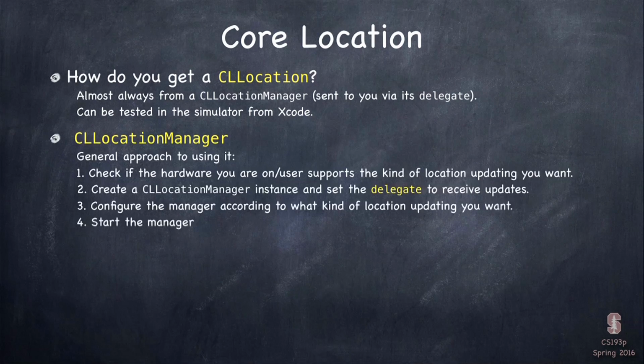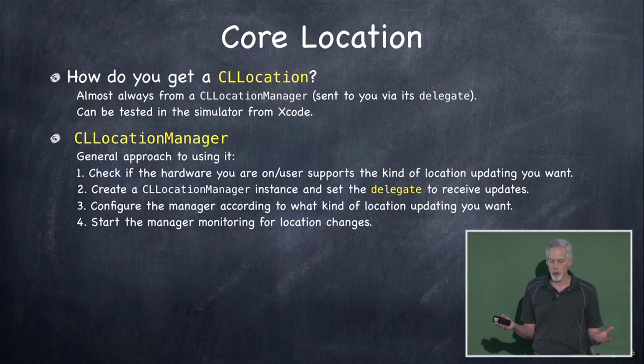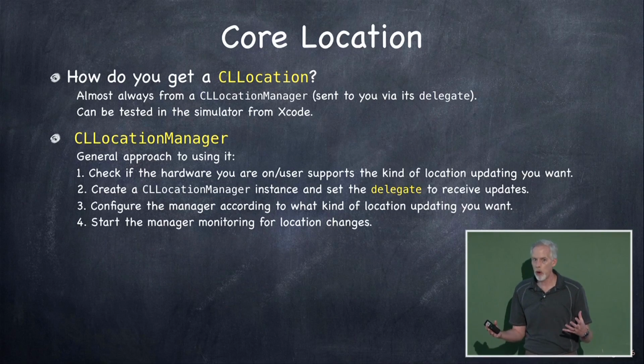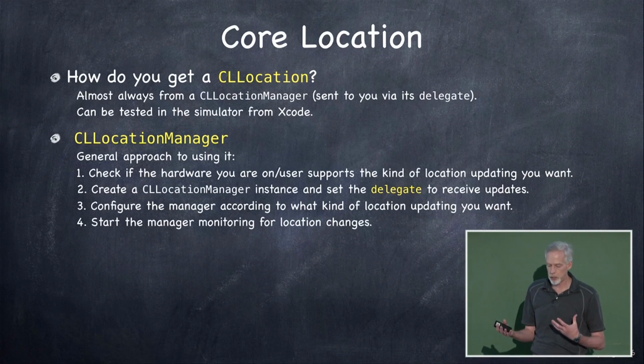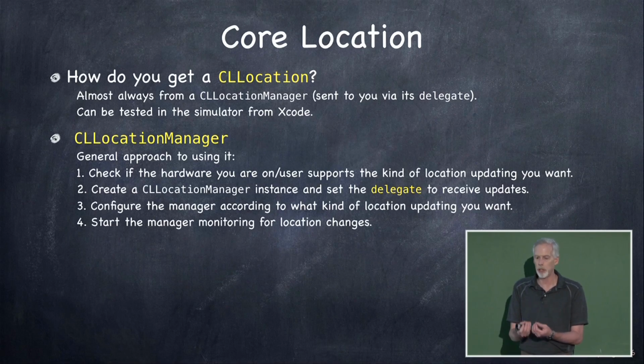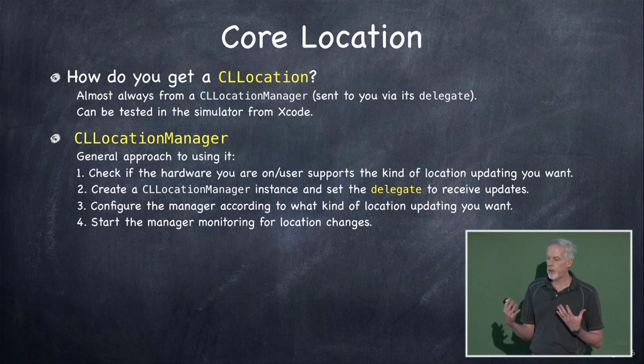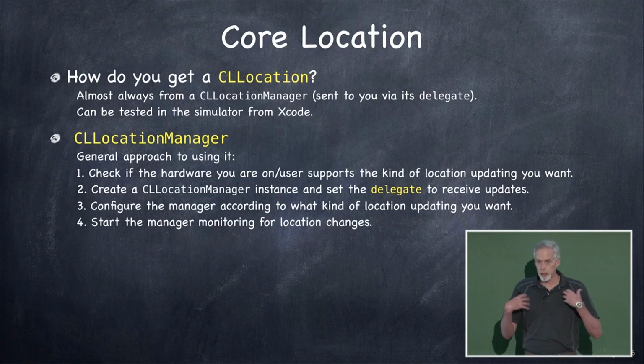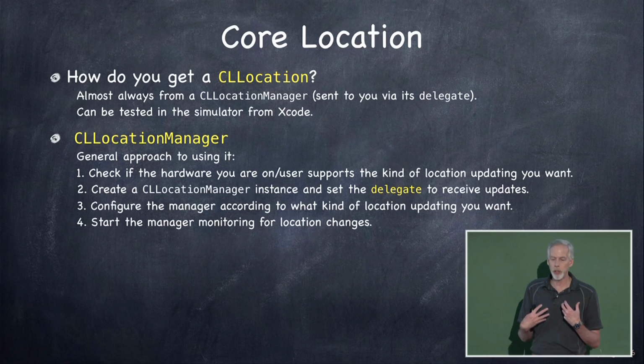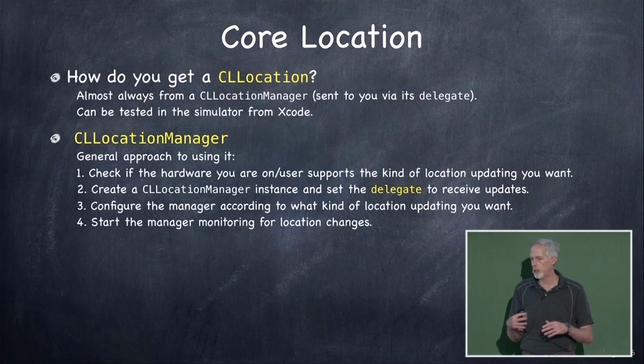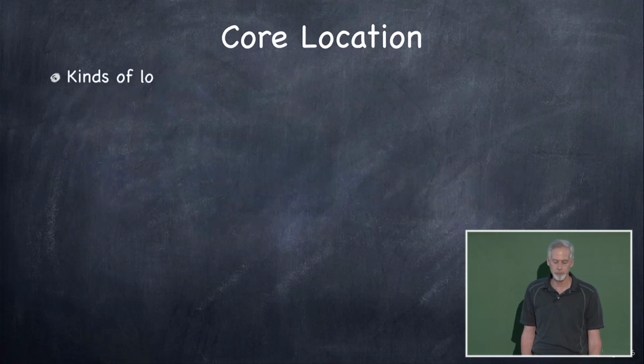So the CL Location Manager, how do you use it? Similar to the CM Motion Manager. First, you're going to check to see what hardware is available. Okay. Then you're going to create a CL Location Manager and set its delegate so that you can receive updates. Then you're going to configure the manager to say what kind of location you want. And we'll talk about what that means. And then you're going to start it going. And once you start it going, it's going to start sending you locations based on what you asked for.